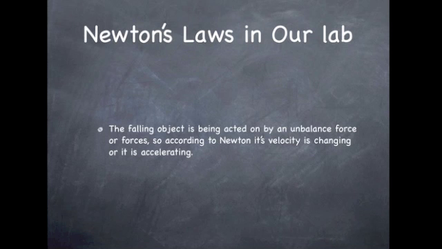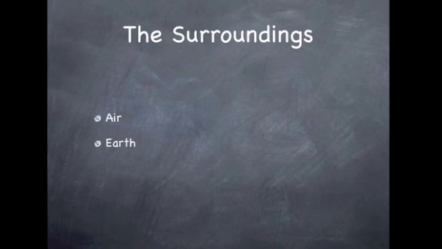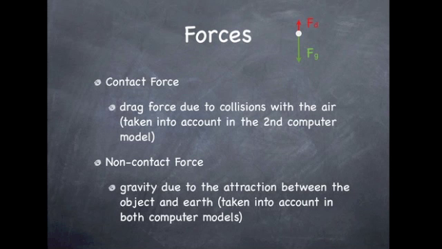Newton's laws in our lab. The falling object is being acted on by an unbalanced force or forces. So according to Newton, its velocity is changing or it is accelerating. The system is a golf ball falling in the minus y direction from the origin, which is 0, 0, 0. The surroundings are the air and the earth. There are two different types of forces, the contact force, which is the drag force due to collisions with the air, and it's taken into account in the second computer model, and the non-contact force of gravity due to the attraction between the object and the earth, and it's taken into account in both computer models.